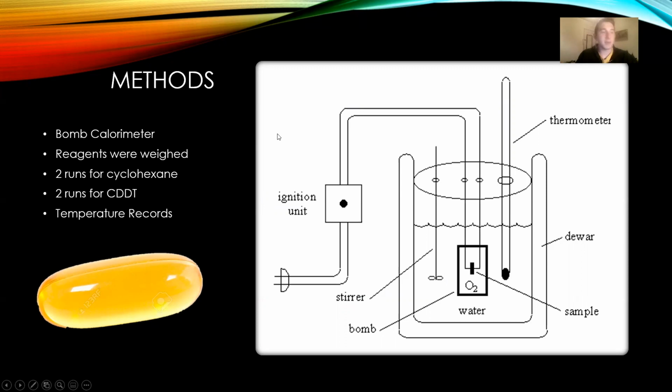I've already described the idea behind the bomb calorimeter, but here is the basic diagram setup. Oxygen and a spark ignite the reagents, and the temperature is measured here with the thermometer. All the reagents are weighed, cyclohexane and CDDT. We have 2 runs for each of those. Cyclohexane, we had to put into a gel capsule within the bomb because it's extremely volatile and would otherwise escape. Within the bomb, the combustion energy for the gel capsule is also factored in, so that's not a problem.